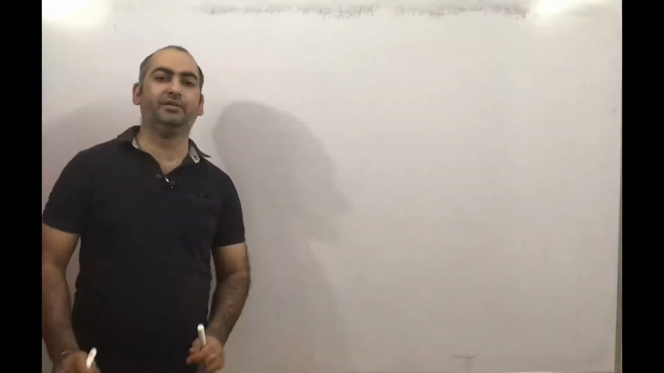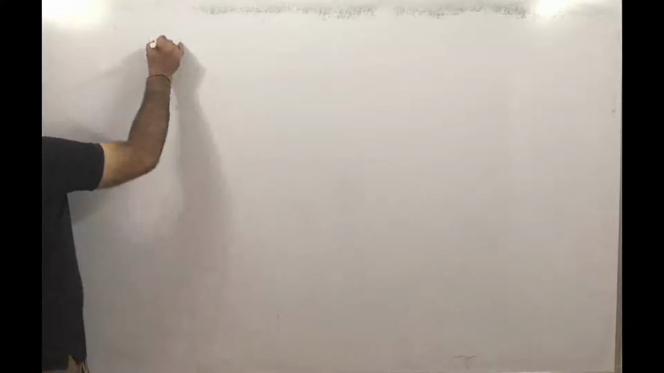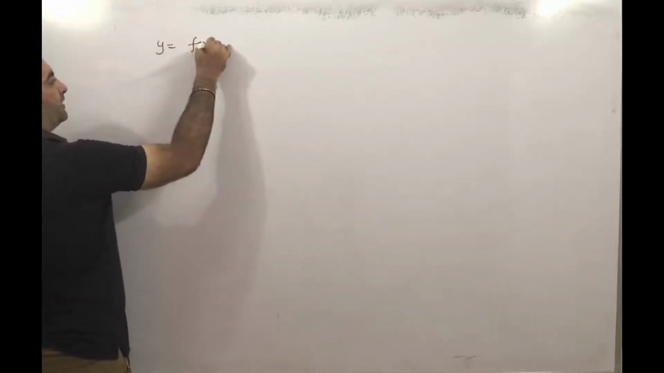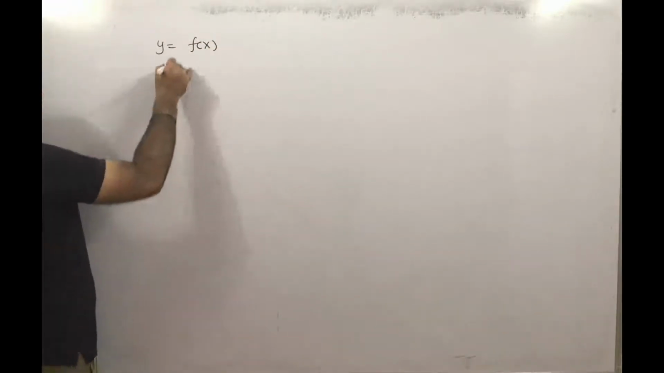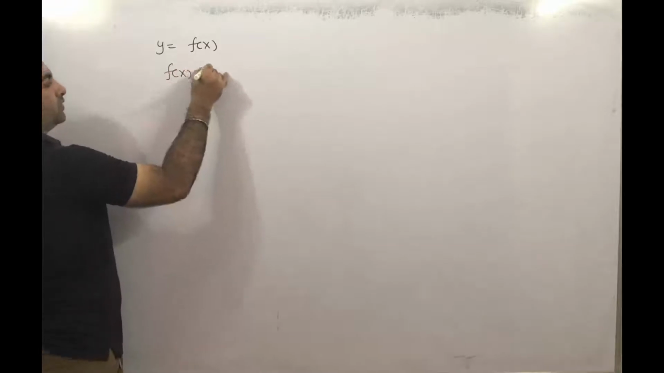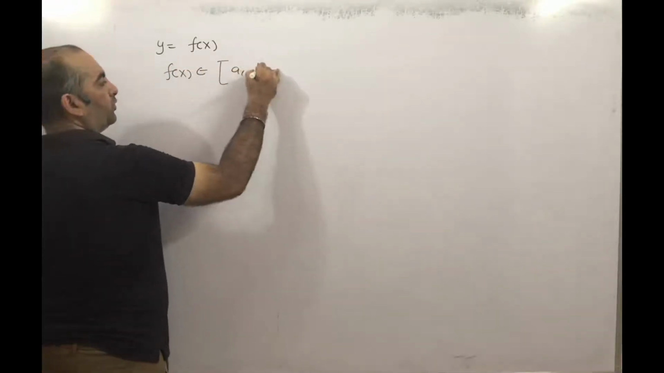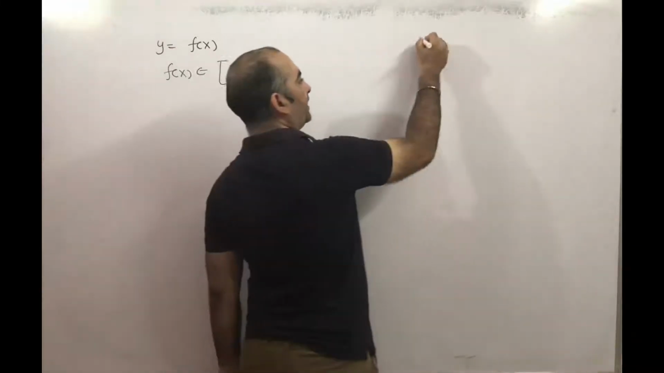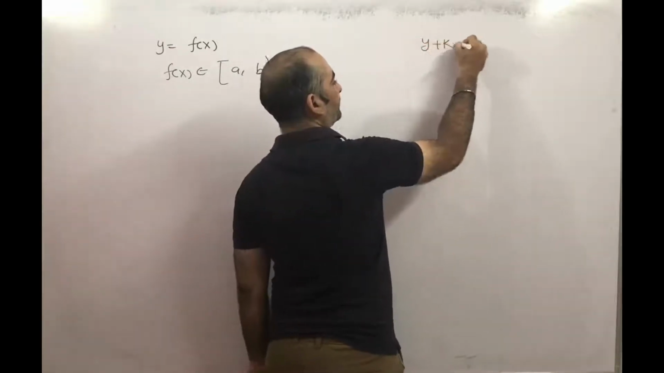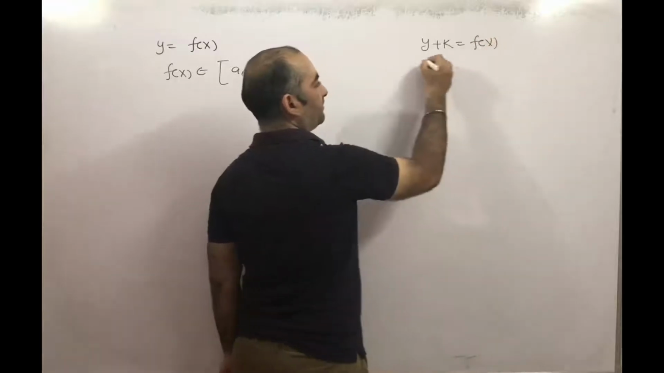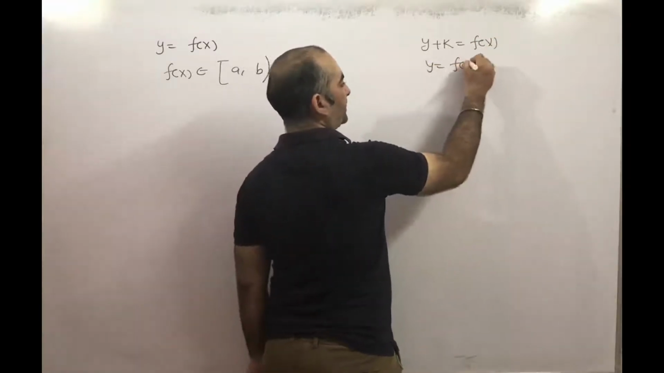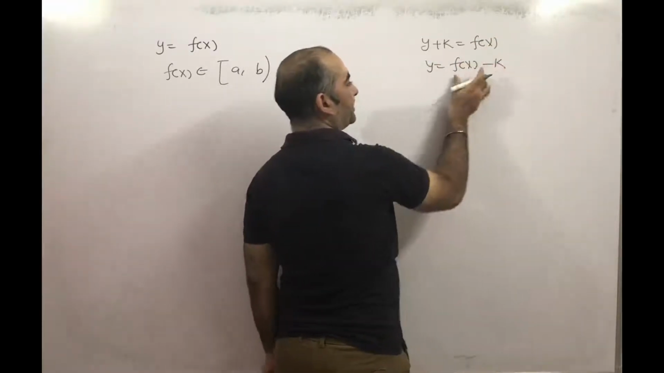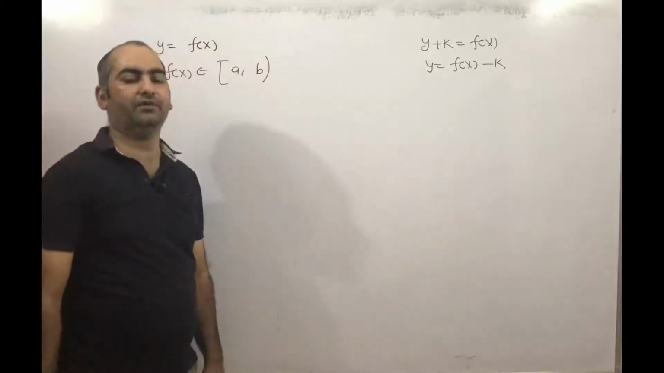Next we are discussing an important point. See, y equal to f(x) we have. Here f(x) belongs to the interval [a, b), where b is open. Then we want to find out y plus k equal to f(x). So this one we can write as y equal to f(x) minus k. So what is the range of f(x) minus k? That we want to find out.